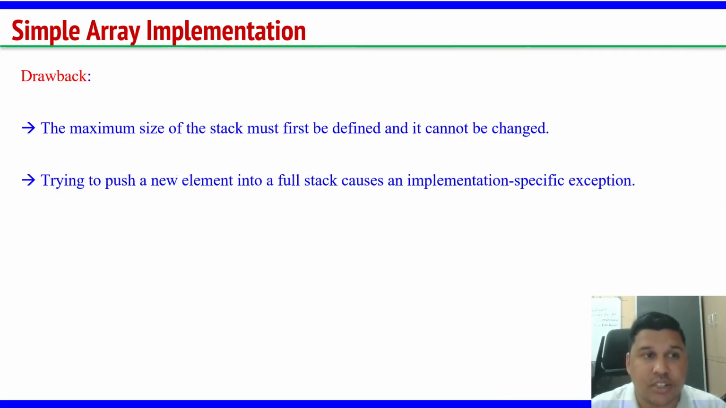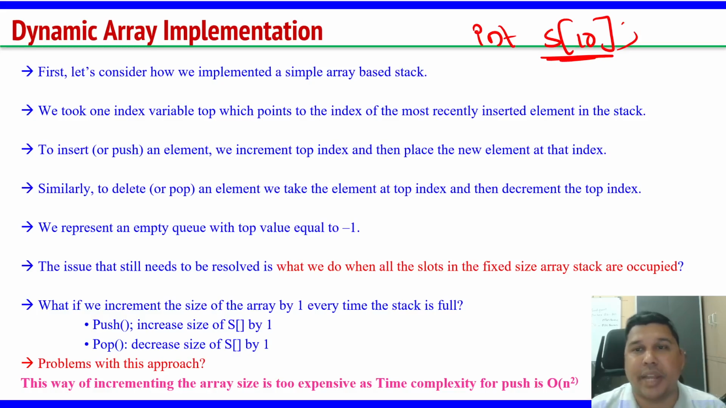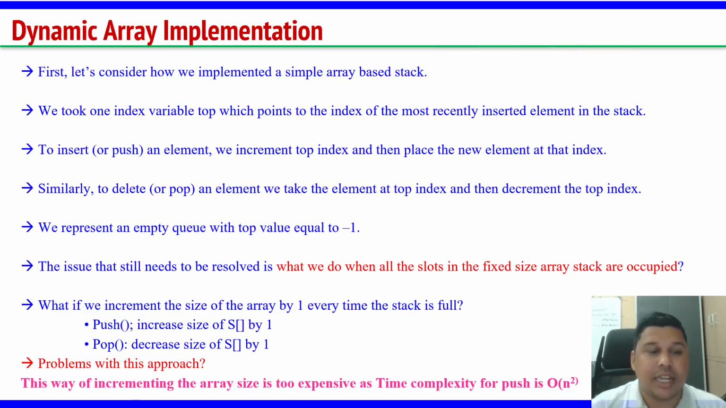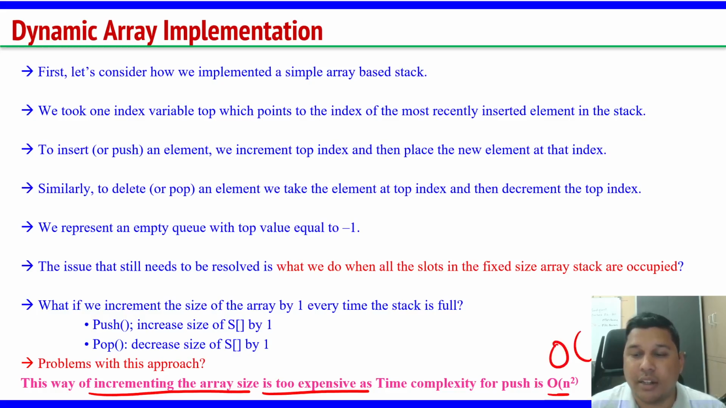Right? So this is the drawback even for dynamic memory allocation. Though you feel that I can extend the size of the array dynamically by using DMA, by using some dynamic memory allocation techniques, still it has a drawback. What is the drawback? The way of incrementing the array size is too expensive. Time complexity increases to order of n square.